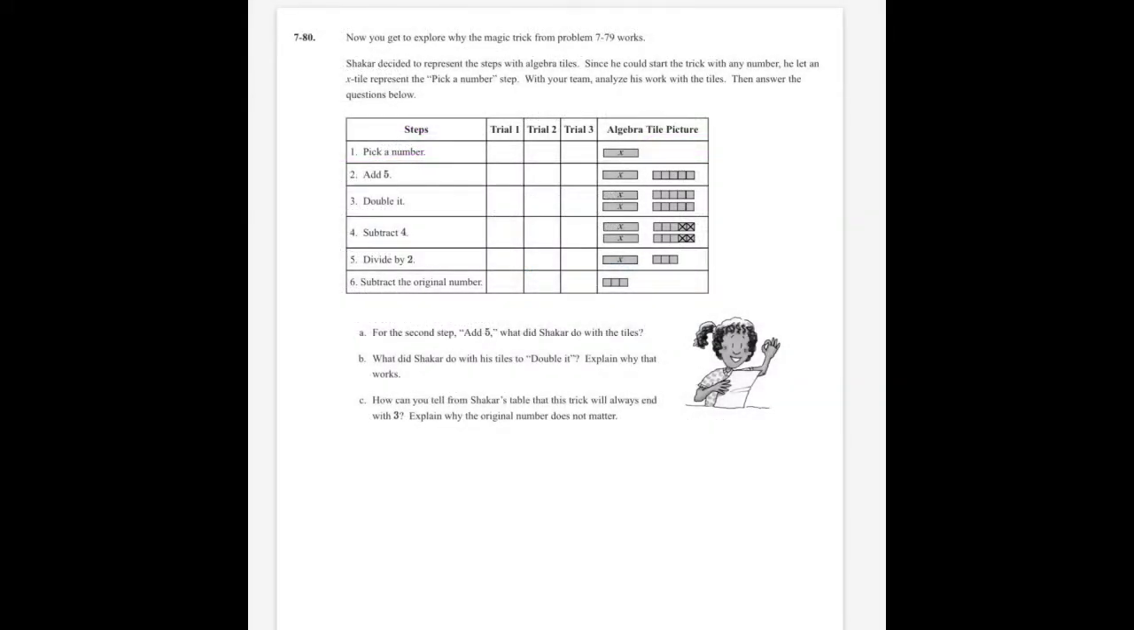All right, let's go ahead and take a look at part A. For the second step, add 5. What did Shakar do with the tiles? So we started off with pick a number tile. Same thing, repeating the step. Add 5 means adding 5 unit tiles. Okay, and then let's go ahead and move on to part B now.